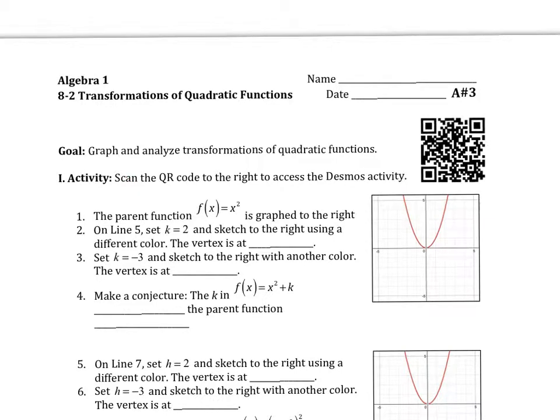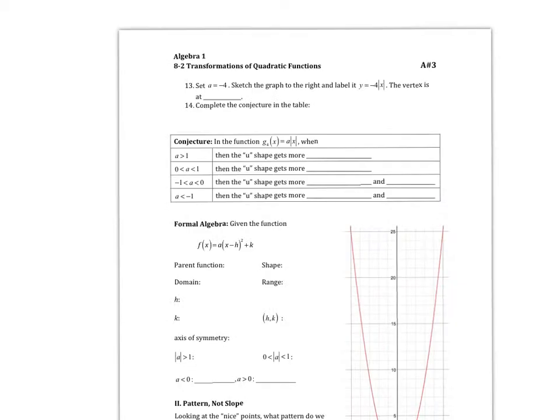So your goal, first off, is to scan this QR code or click the link on my website, and you're going to run through here and see what happens to the parent function, which is f of x equals x squared, when you adjust things here. So run through that and make sure to fill in all these gaps. Feel free to work with a neighbor on that.